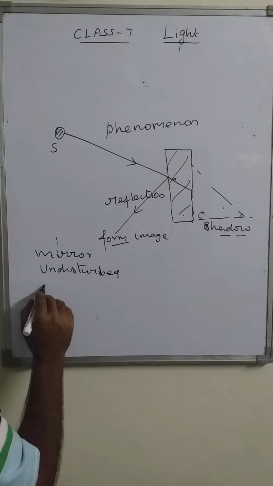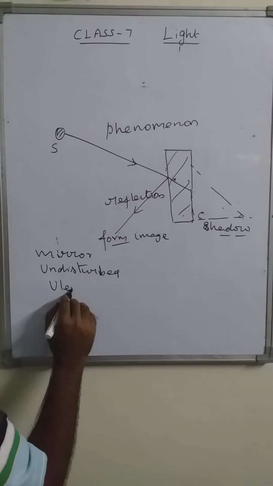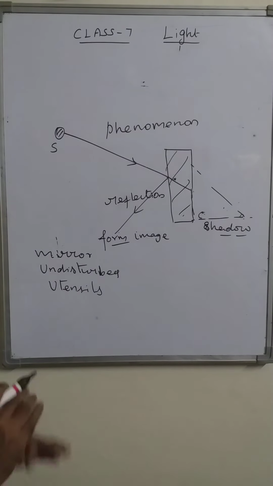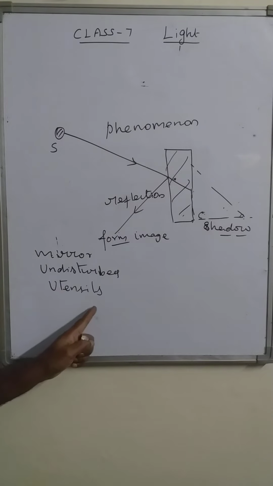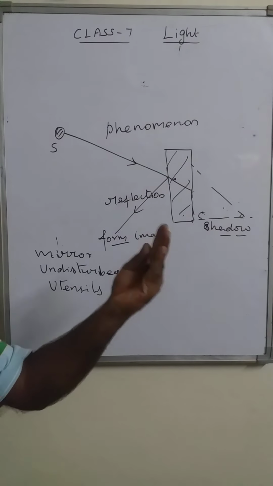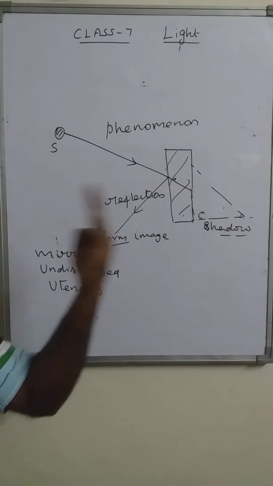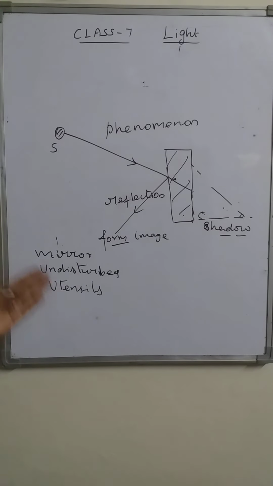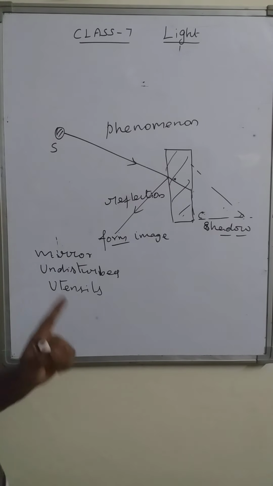And from new utensils, if the utensils are very fresh, not used even a single time, then from that utensil also we can see ourselves. If you keep the new utensil in front of you, you can see your face completely and clearly. In these surfaces, these are some examples, we are able to see images, and that image is formed due to reflection.